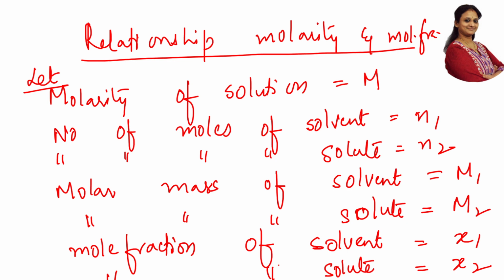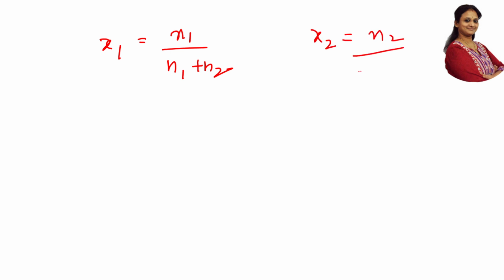Now let us substitute. Same story. Write the formulas for both solute and solvent. Let us go. X1, it is for your solvent. What is X1 denoted by? N1 by N1 plus N2. What is X2 denoted by? N2 by N1 plus N2. Correct, right? Now, can I write mass of solution? Because solution is there. Because in molarity, we are going to talk about volume. So, I'll start with first mass of solution.